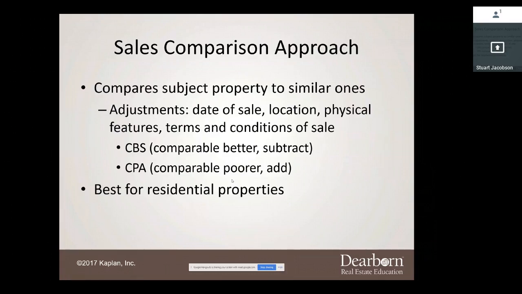Now, there are two things that you should know, which are CBS and CPA. CBS: comparable is better, you subtract. CPA: comparable poorer, you add. What are we talking about in regards to that?